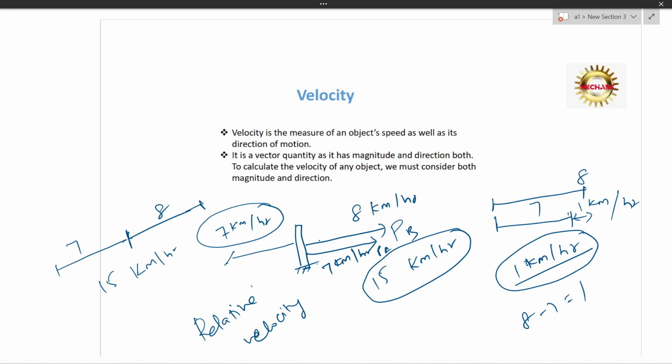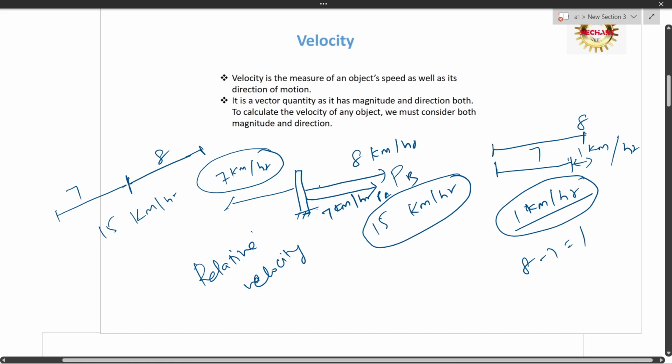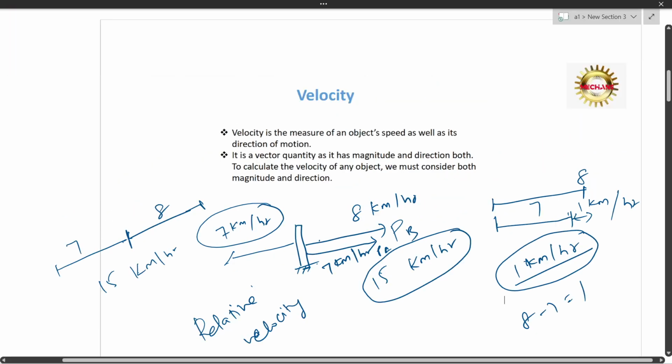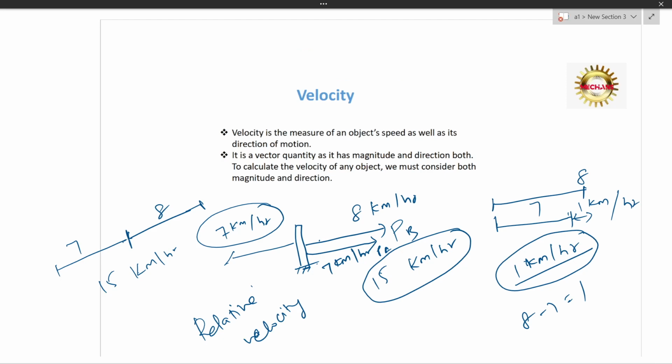If they are moving in the same direction, we need to subtract the velocities. If they are moving in the opposite direction, we need to add the velocities. So that's all about relative velocity. Here the unit of velocity is meter per second, and we can also mention kilometer per hour. So basically it's distance divided by time.